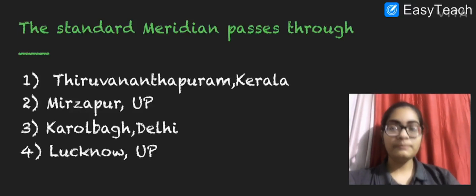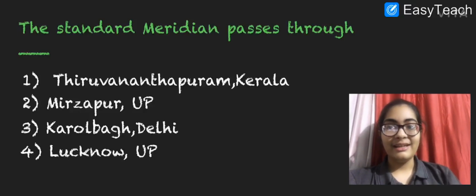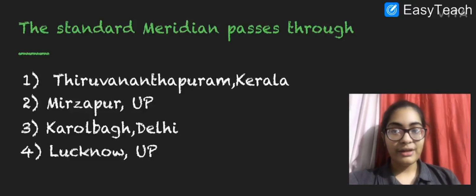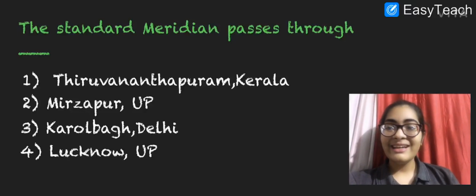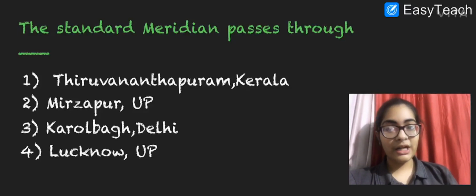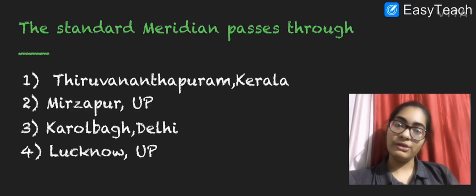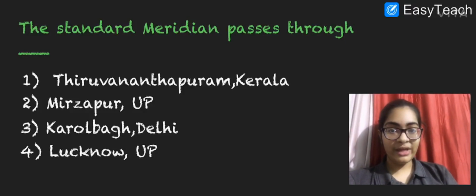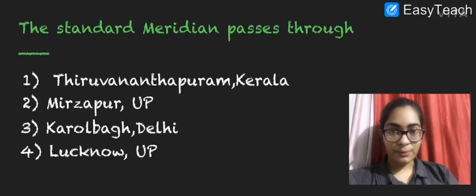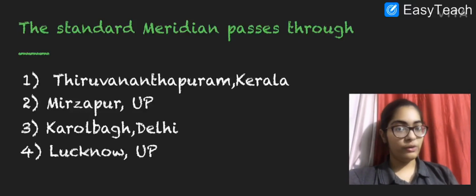Good. Well done, children. The standard meridian passes through dash. Thiruvananthapuram in Kerala, Mirzapur in UP, Karol Bagh in Delhi or Lucknow in UP. I hope you are not confused. Not this time, children. Okay. So 3, 2, 1 and time's gone off. It is Mirzapur in UP.